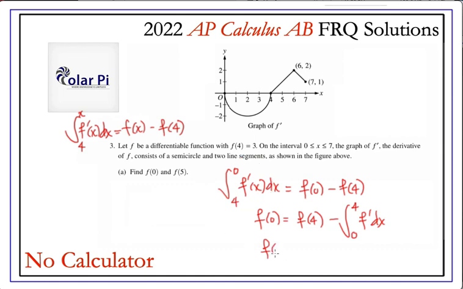So f of 0 is equal to f of 4, which we know is 3. That's why I highlighted that given at the start. So 3 minus the integral from 0 to 4, which is this negative number that represents the area of the semicircular region right there, below the x-axis. The semicircular region is pi r squared over 2, but r is 2, so pi times 2 squared over 2. That's 4 pi over 2, that's 2 pi.